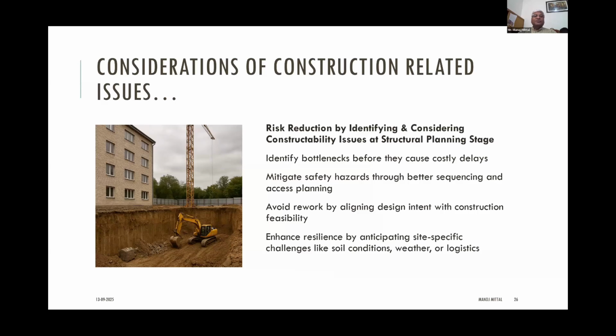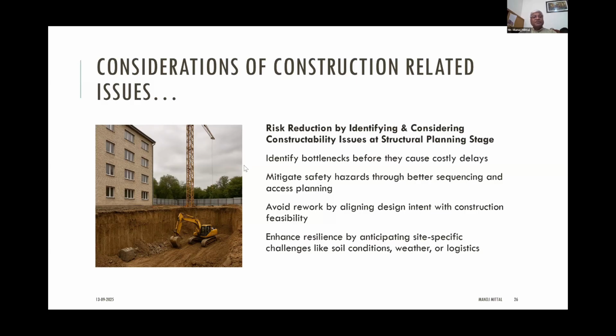Then we also need risk reduction by identifying and considering constructability issues at the structural planning stage. Basically, we need to identify bottlenecks before they cause costly delays. We need to mitigate safety hazards through better sequencing and access planning. We need to avoid rework by aligning design intent with construction feasibility. And we have to enhance resilience by anticipating site-specific challenges like soil conditions, weather, or logistics.